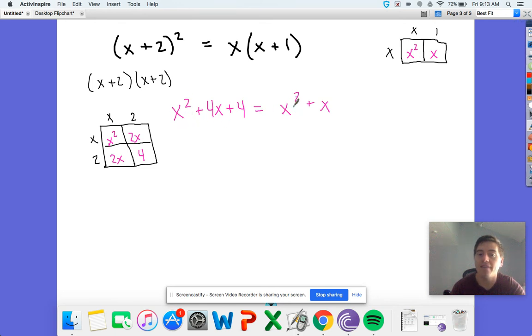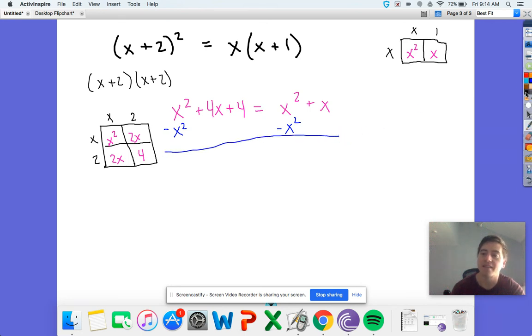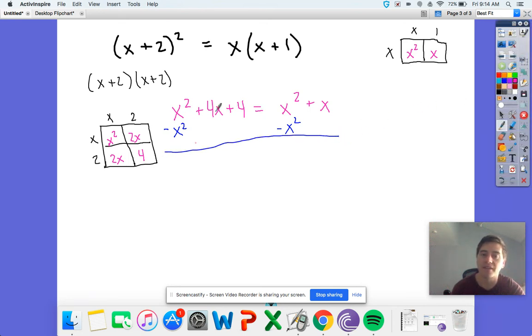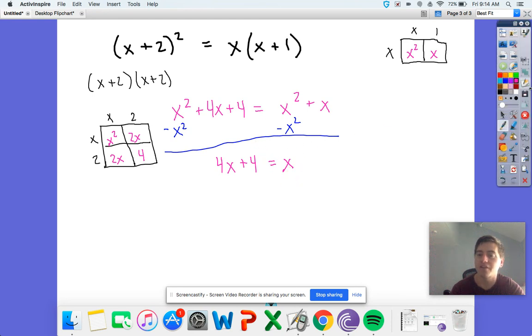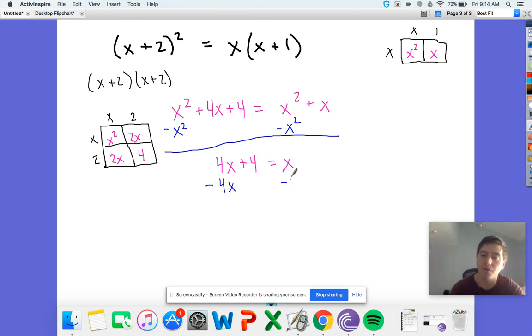If you have the same terms on both sides, like this x squared and this x squared, you'll notice we can take off the same amount from both sides, just like we've been doing, right? If you take off the same amount from both sides, that's a legal move. What's going to happen is those x squareds just go away. And now we have 4x plus 4 equals x. We don't want x's on both sides, so I'm going to get rid of them on one side. I'll leave the numbers over here, so let's go ahead and get rid of these 4x's by taking them away.